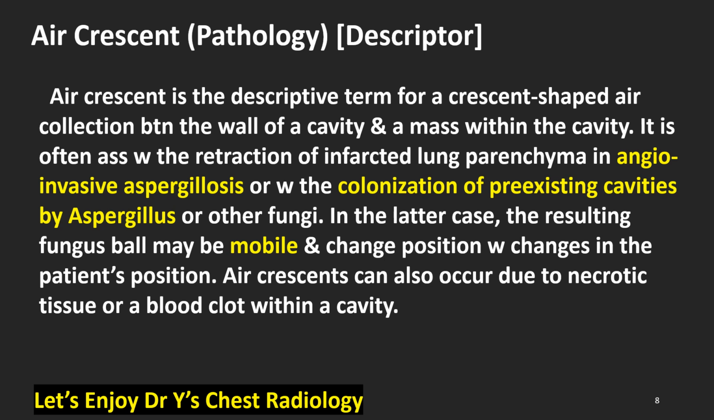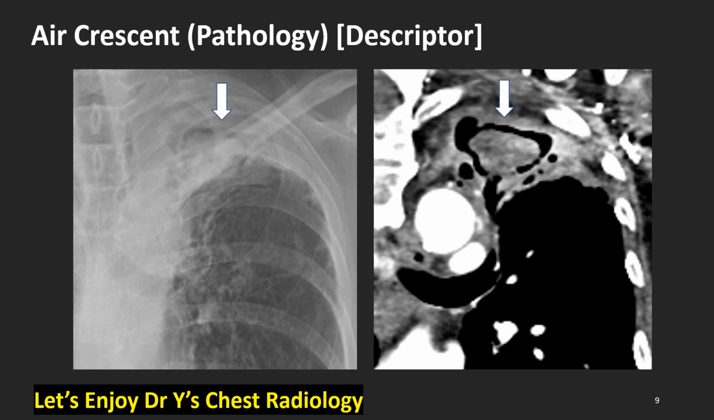Air crescent is the descriptive term for a crescent-shaped air collection between the wall of a cavity and a mass within the cavity. It is often associated with the retraction of infarcted lung parenchyma in angio-invasive aspergillosis or with the colonization of pre-existing cavities by Aspergillus or other fungi. In the latter case, the resulting fungus ball may be mobile and change position with changes in the patient's position. Air crescents can also occur due to necrotic tissue or a blood clot within a cavity. The arrows indicate the air crescent in a mycetoma patient with an underlying tuberculous cavity.